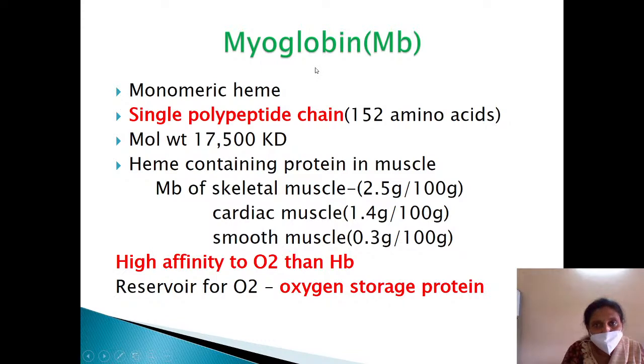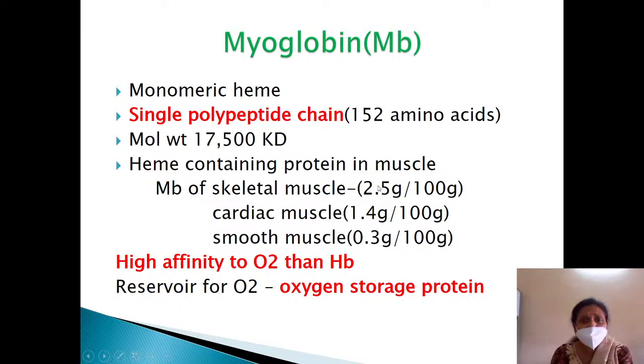It's a monomeric protein, meaning heme with one polypeptide chain forms myoglobin. Here it's a single polypeptide chain made up of 152 amino acids, and it's a low molecular weight protein, 15,500 daltons its molecular weight. And mainly this myoglobin is a heme containing protein.